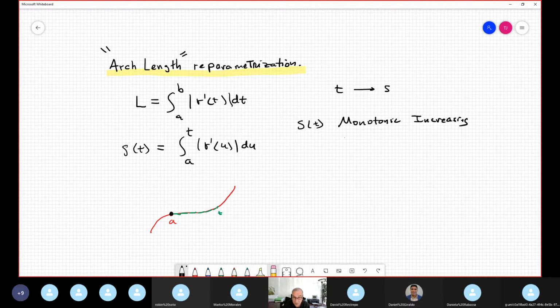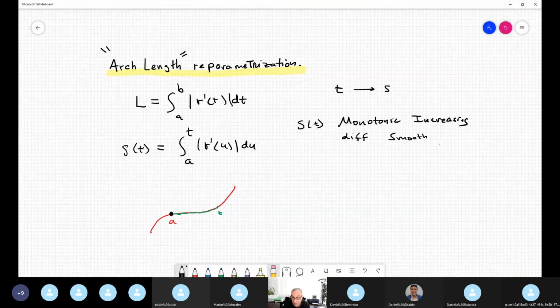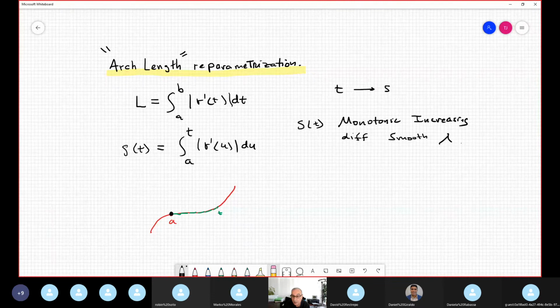It's obvious that it's differentiable. I mean, it's a smooth curve, a smooth function. So I suppose that we have no gap, we have no corner. Okay, it's smooth, I suppose.